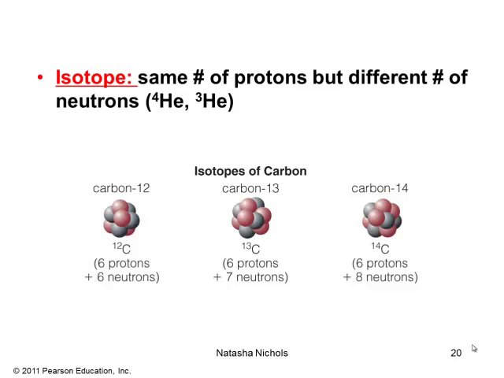Carbon itself has 2 stable isotopes. One contains 6 protons and 6 neutrons for a total of 12 particles, which is why it is called carbon 12, and carbon 13 has 6 protons and 7 neutrons in its nucleus. Helium 4, which is in the parentheses right there, has 2 protons and 2 neutrons, but helium 3, on the other hand, has 2 protons and 1 neutron.